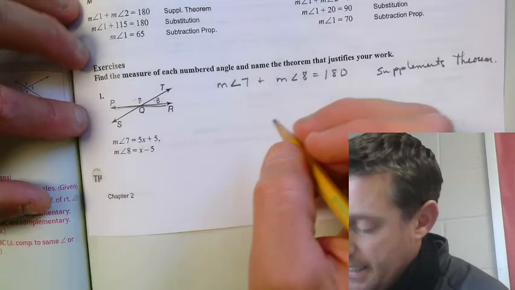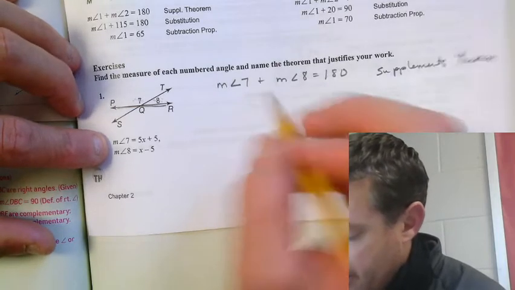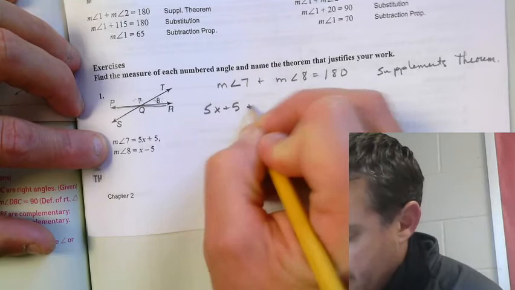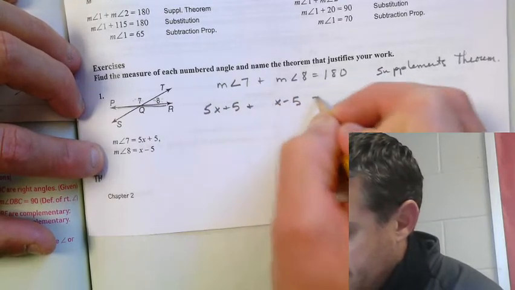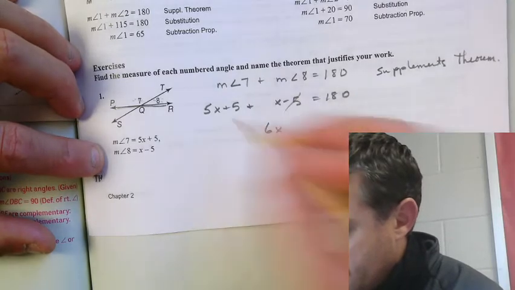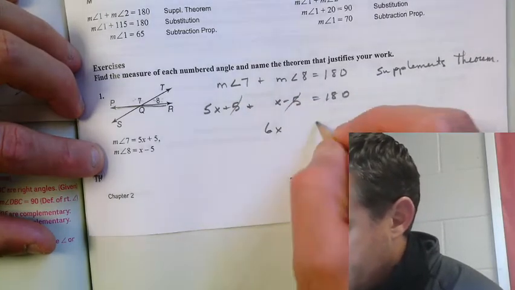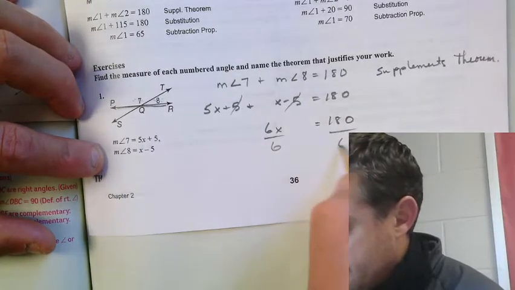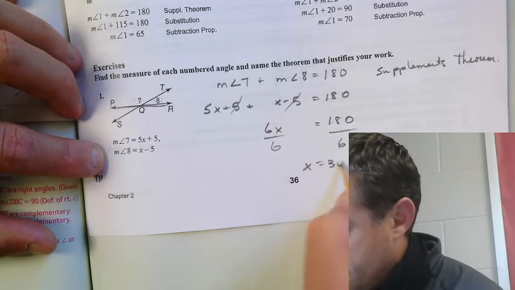Okay? And then I'm going to substitute in what we have here. So the measure of angle 7 is 5x plus 5, plus x minus 5, equals 180. That's 6x. The 5s are going to cancel out. Positive and a negative cancel each other out. And if I divide through by 6, x will equal 30.